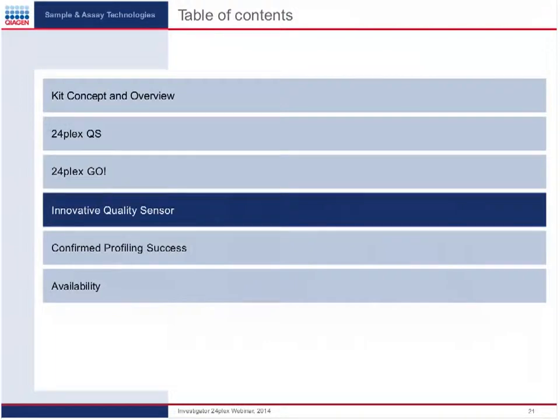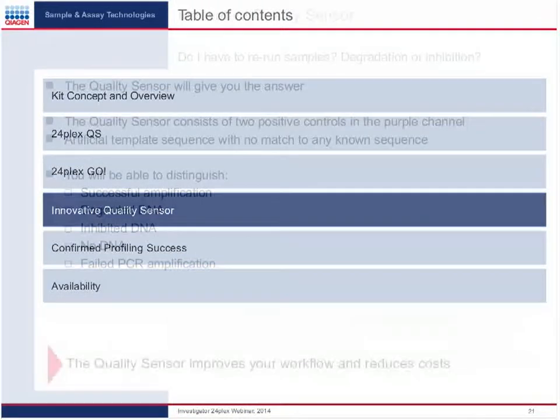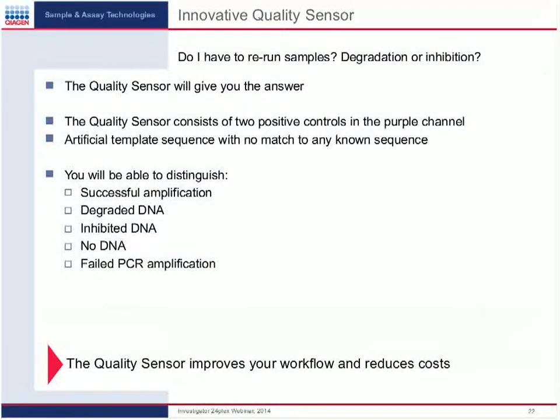Okay, next point. This is one of the highlights of this talk: the innovative quality sensor. I grabbed one question that I raised at the beginning. Do I have to rerun samples? Is it degradation or is it inhibition? And the answer to this is the quality sensor.